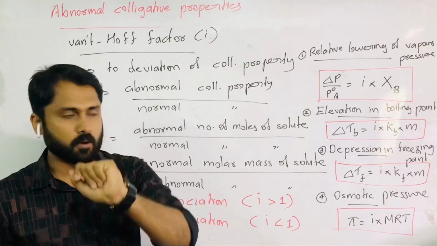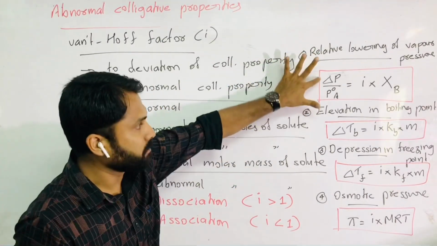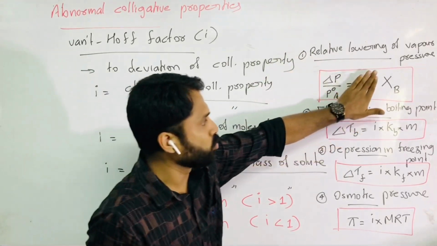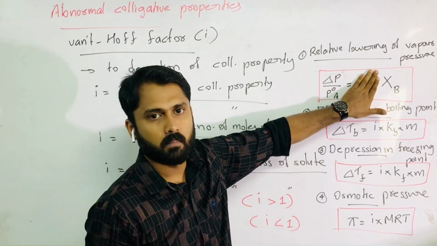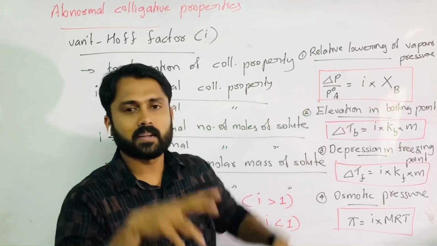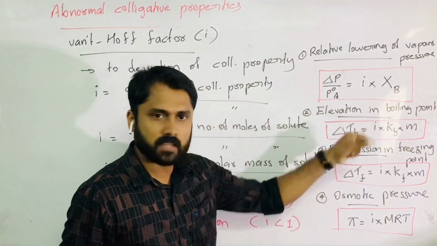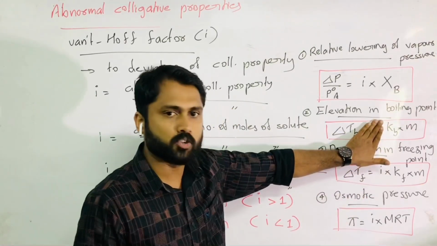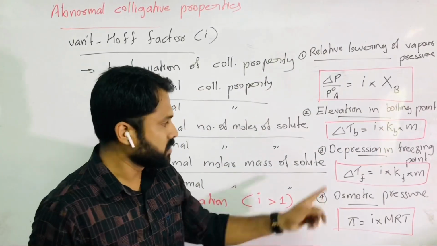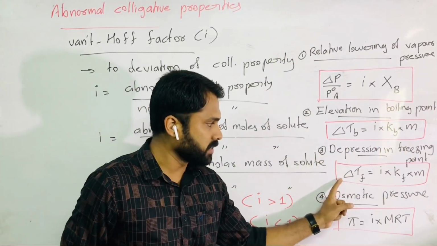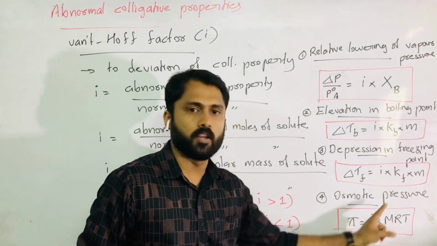There are four colligative properties. Relative lowering of vapour pressure: delta P by P0 equals chi B, where chi B is the mole fraction of solute. This is our theoretical answer, but if you multiply by i, that answer will be experimental. Another one, elevation of boiling point: delta Tb equals Kb into m, but if you multiply by i, it will be the experimental value. Similarly, depression of freezing point: delta Tf equals i into Kf into m. Osmotic pressure: pi equals i into CRT.